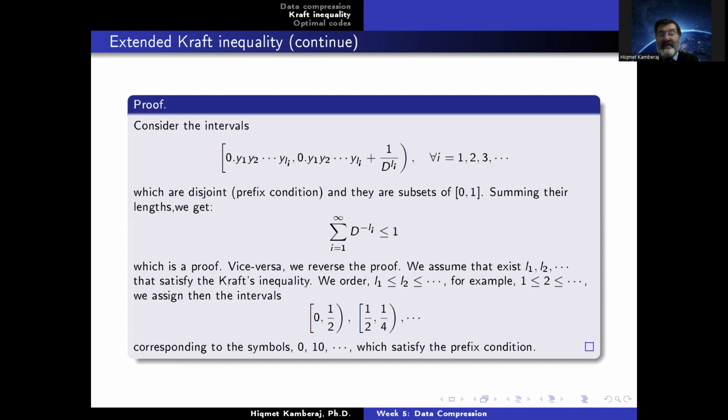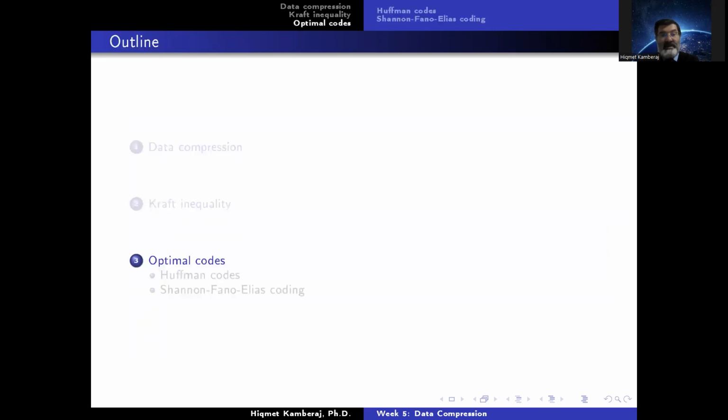We assign then the intervals to each of these: 0 to 1 over 2, excluding 1 over 2; 1 over 2 to 1 over 4, excluding 1 over 4, and so on. Now, if you check all this, the interval 0 to 1 over 2 corresponds to the symbol 0. 1 over 2 to 1 over 4 corresponds to the symbol 1, 0, and so on. Now, all of these satisfy the prefix condition, the prefix condition that we just stated before. So this is the proof of the second part of the theorem.